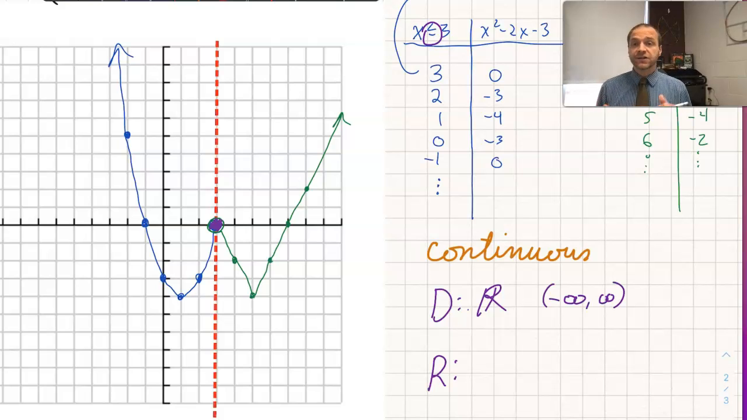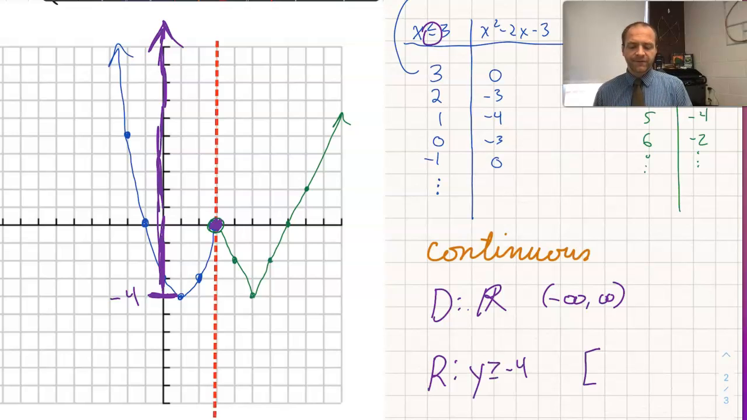Now your range is based off the y values. I have to look vertically at what's going on. And the lowest part of that graph is down there. It looks like the lowest part is right here at -4. That's the lowest the graph goes. And all the other curves will follow along and keep going up forever. So that means my y value is greater than or equal to -4, or as I prefer to do, -4 to infinity. And since -4 is included, it's in brackets.